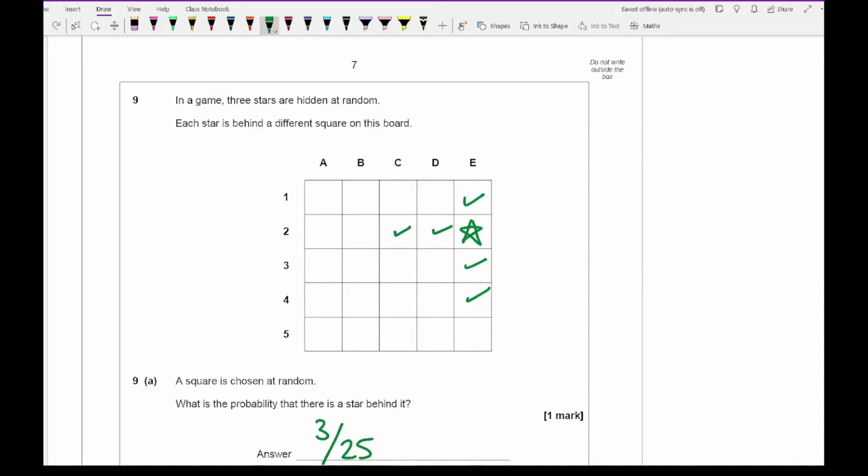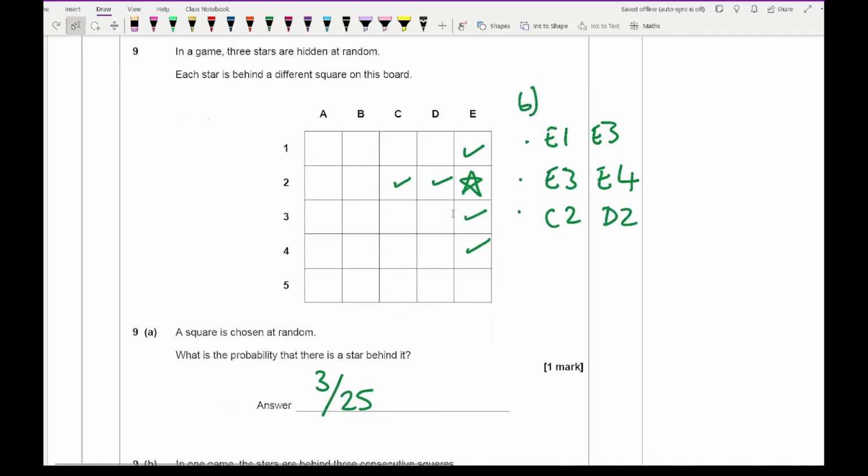So what I just need to do is write down the pairs. So it's either going to be in E1 and E3. It could be in E3 and E4, or it could be in C2 and D2. So there are our 3 pairs, and that's our answer for B.